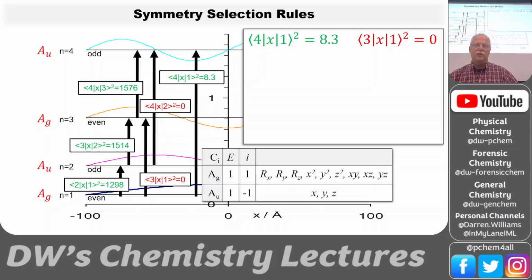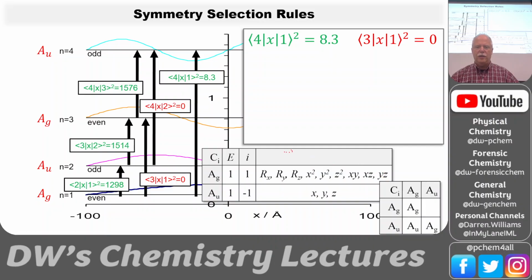So let's see how we can use this. We've already done this problem, but we'll do it now with the Ags and Aus. We did o's and e's last time, like two lectures ago. So here's our character table, and then we have this thing called the direct product table. So this is a character table, and this is the direct product table. These are all the Mulliken notations, the symmetries present in that molecule multiplied by each other.